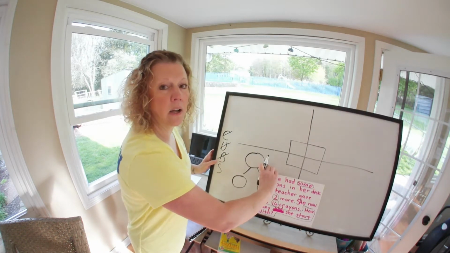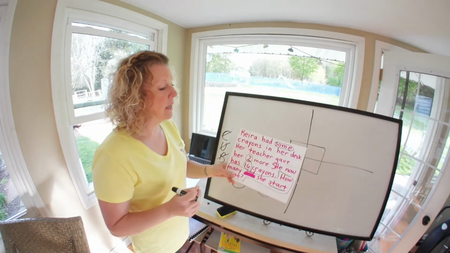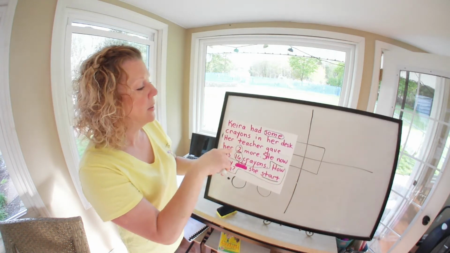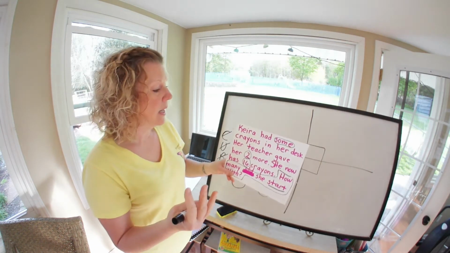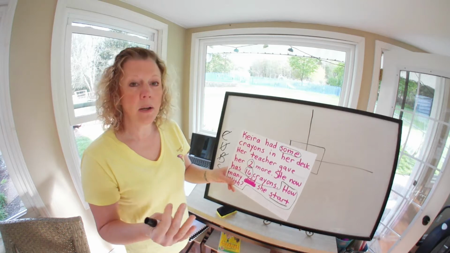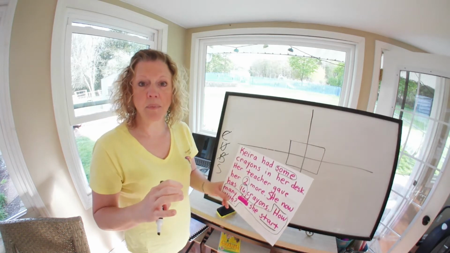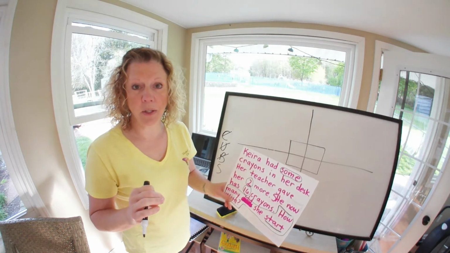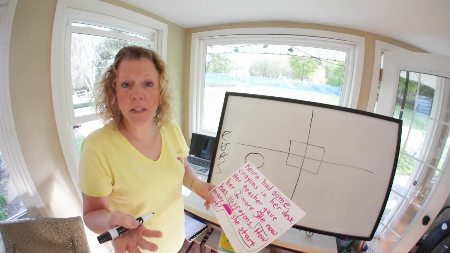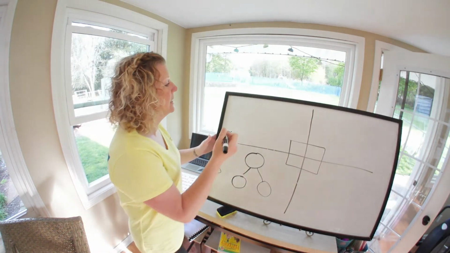And now I'm ready to solve it. So let's take a look. We know that she had some crayons and her teacher gave her 2 more and she's got 16 now. So what do you think we should draw first? Yeah, I would draw the 16, right? We know she has 16.